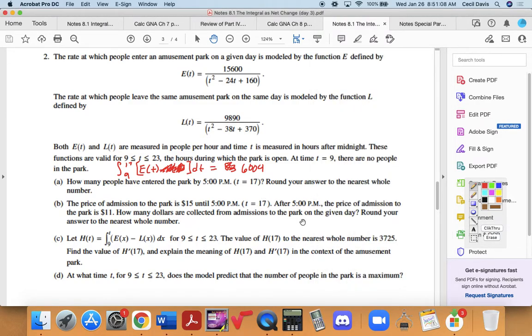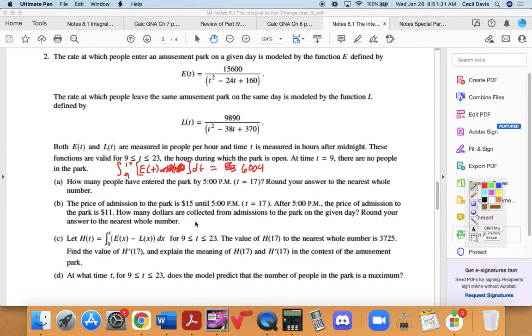So the price of admission to the park is $15 until 5 o'clock p.m., which is t is 17. And it's nice of them to remind you of that. After 5 o'clock, the price of admission to the park is $11. How many dollars are collected from admissions to the park on the given day? Round your answer to the nearest whole number.